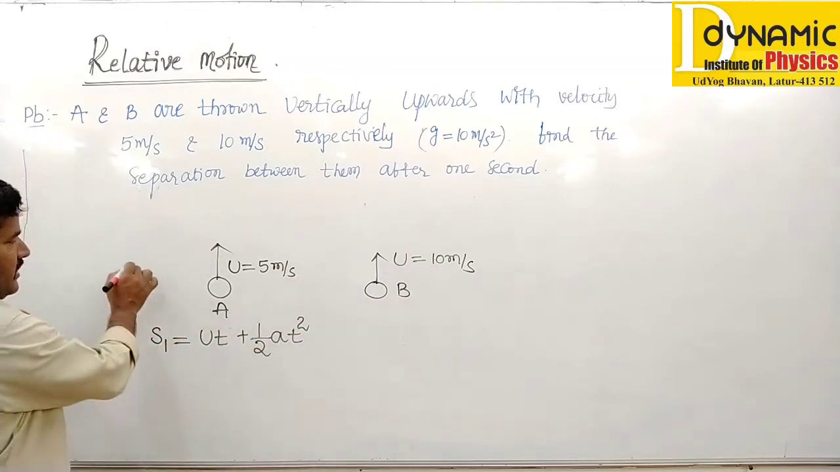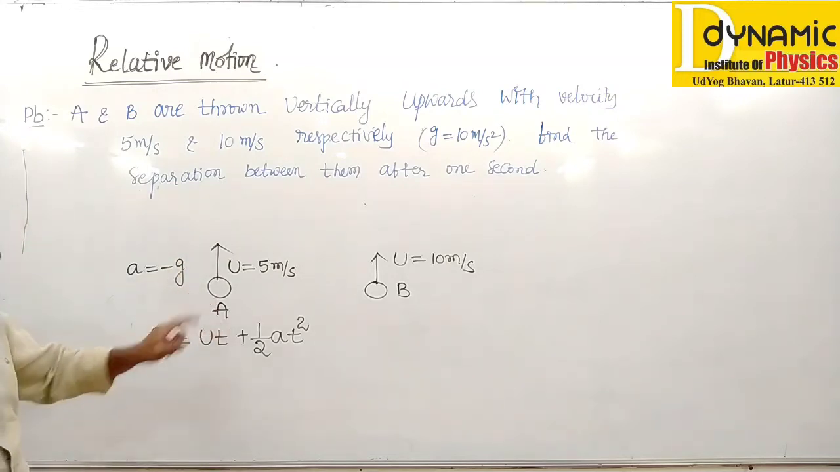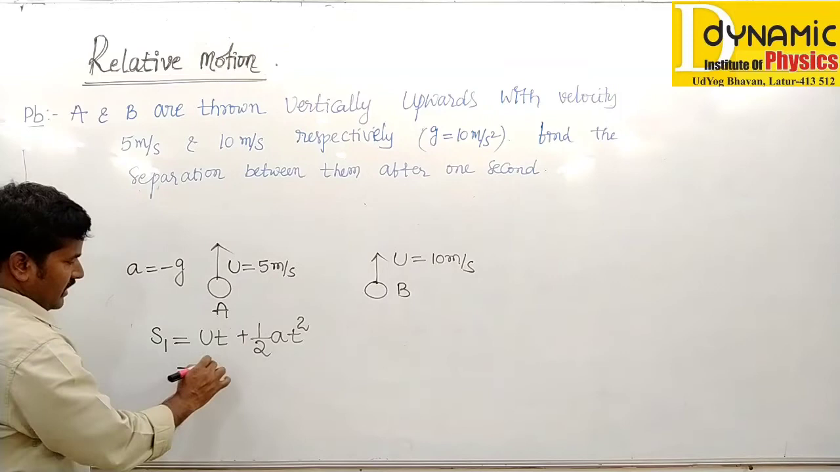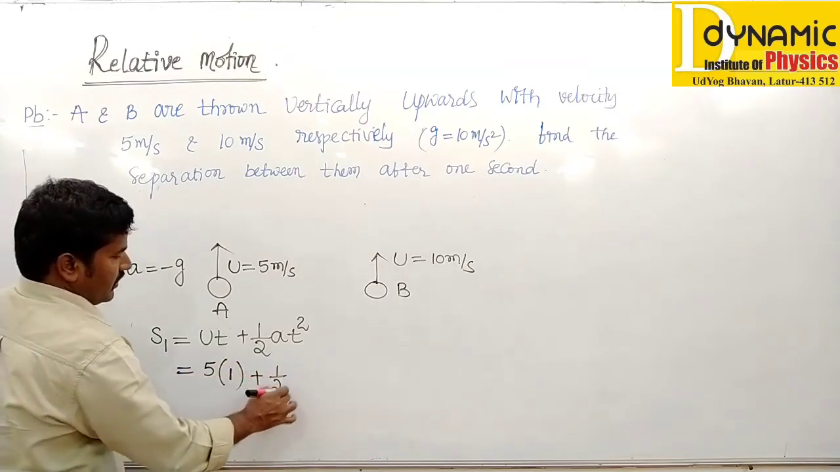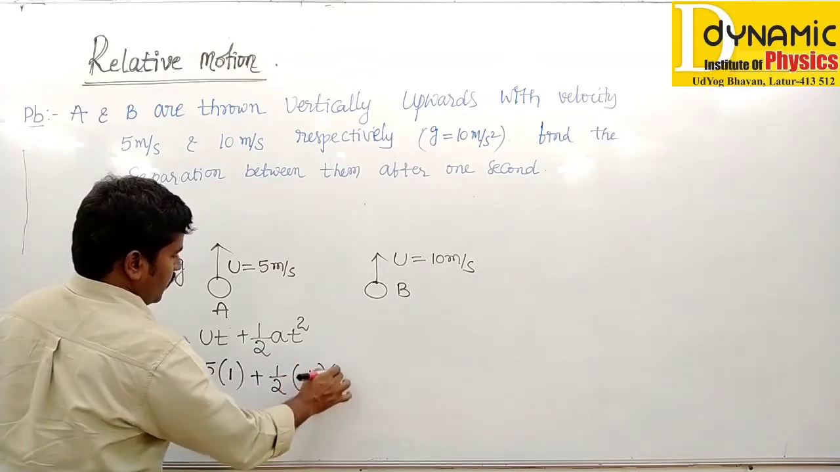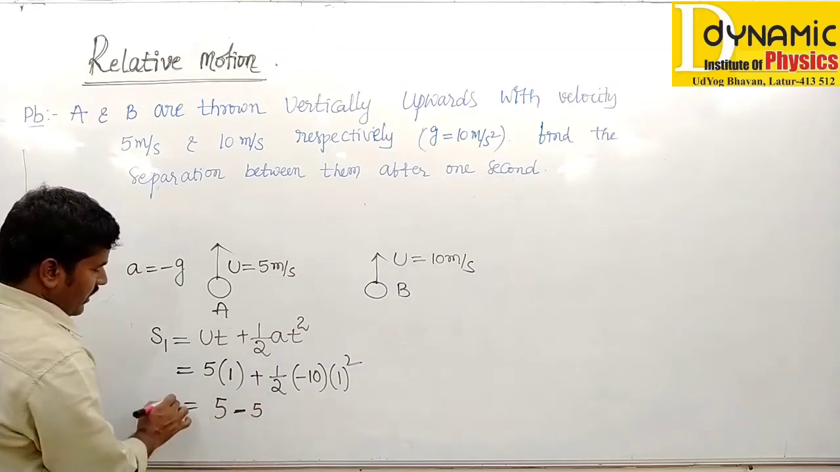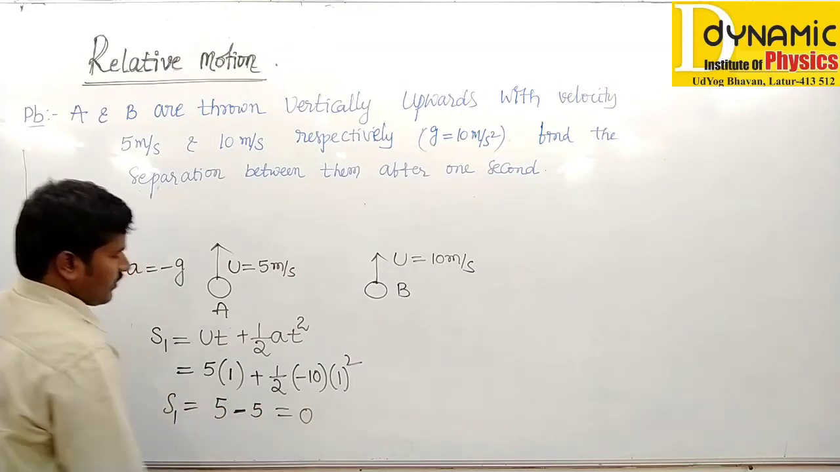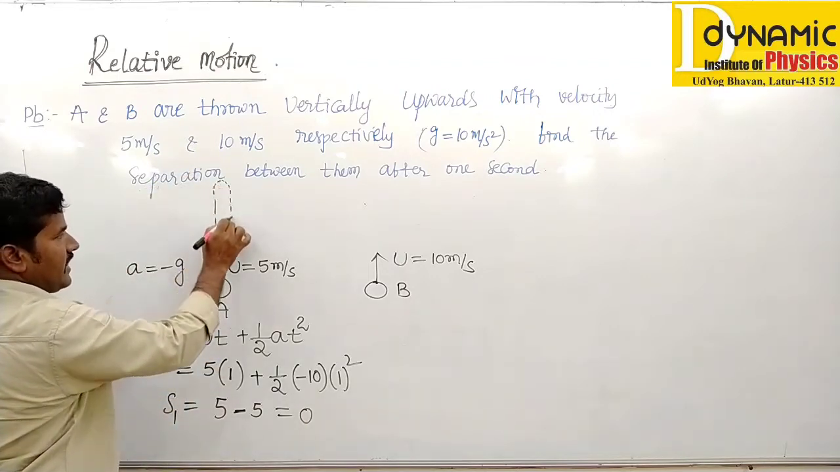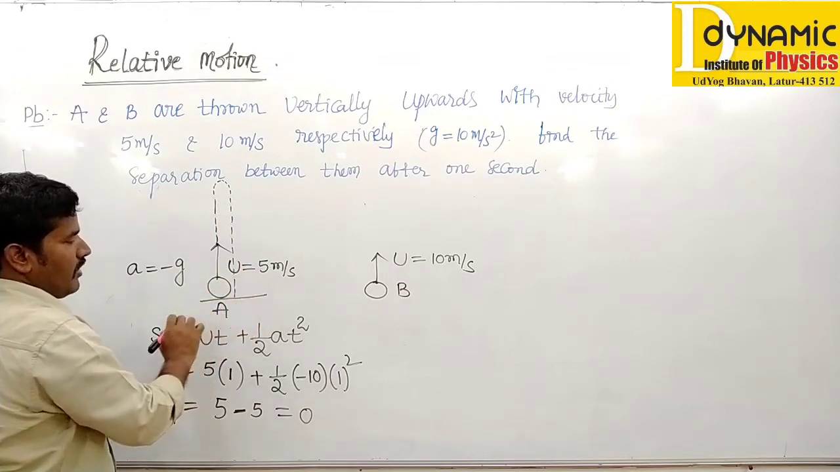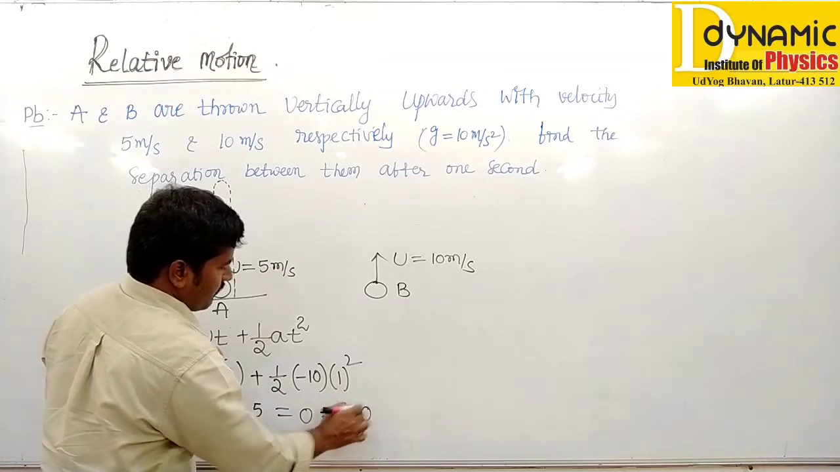So acceleration is a equals to minus g, since the vertically upward direction is taken as positive. The displacement S1 equals u t plus half a t square, which is 5 into 1 plus half into minus 10 into 1 square. Its value becomes 5 minus 5, so S1 becomes 0. The body moving upward comes back to its original position after 1 second. The displacement of the first body is 0.